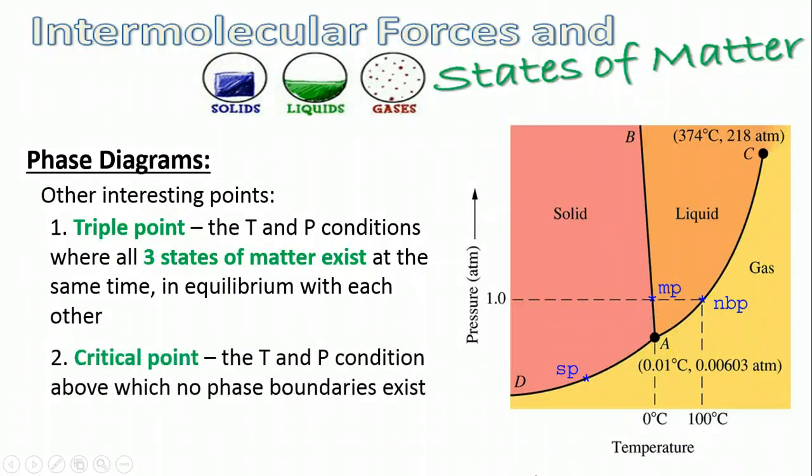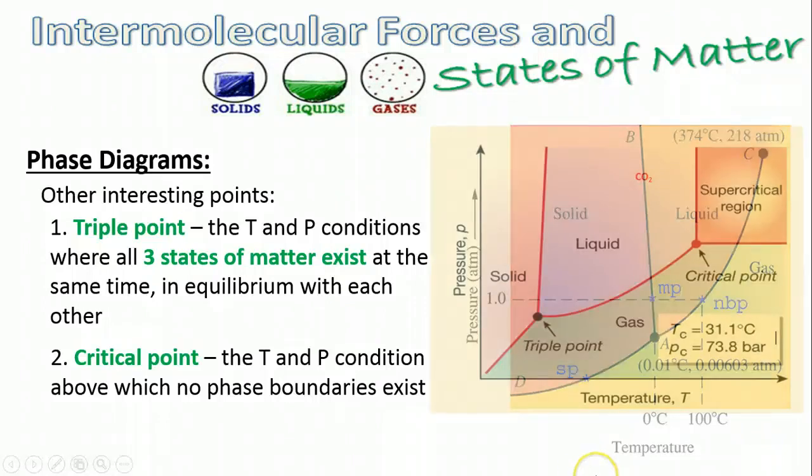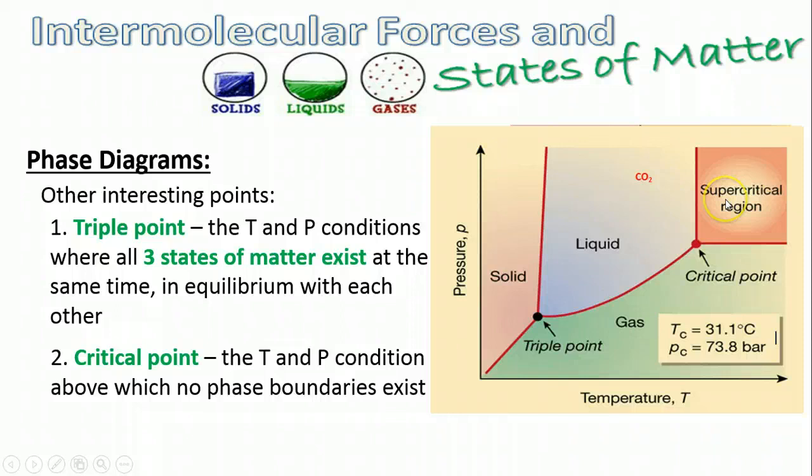Finally, we have something called the critical point. This is the temperature and pressure condition above which no phase boundaries exist. On this graph that is seen as point C, you can see the line stops. The colors also kind of blend together up here, indicating that there is no longer a clear distinction between liquid and gas. It's easier to see on this graph. It's a little more open in the top right.